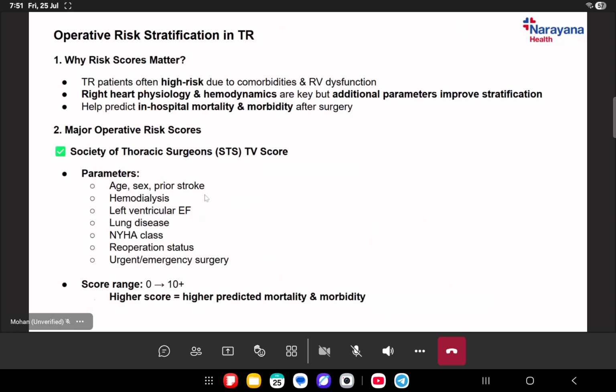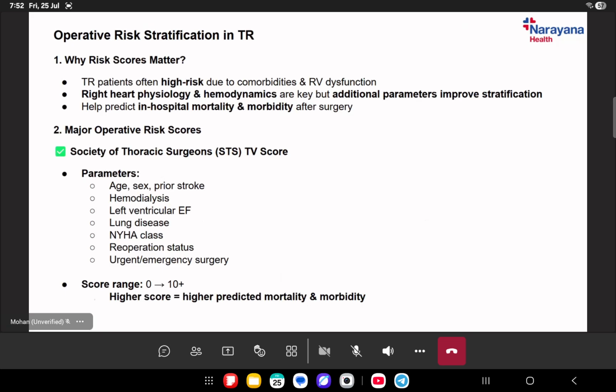Operative risk stratification in TR. TR patients are often high risk due to comorbidities and RV dysfunction. Right heart physiology and hemodynamics are key, but additional parameters improve stratification. This risk stratification will help us to predict in-hospital mortality, and then risk analysis, and morbidity after surgery.